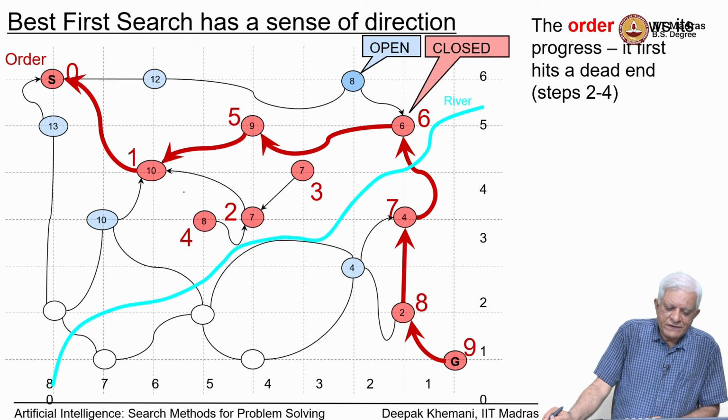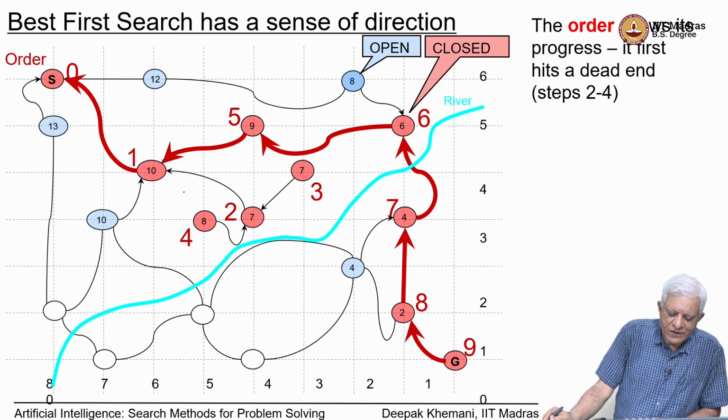So, the algorithm that we have looked at is best first search, and how does that operate. In this graph I have shown the state of search when the algorithm terminates.